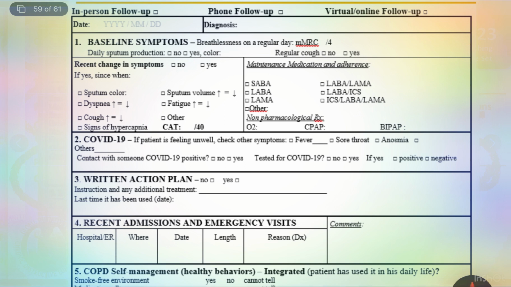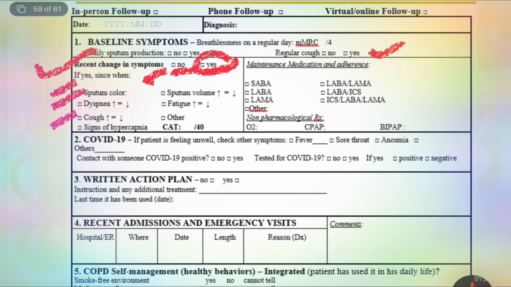We have to check breathlessness on a regular day, like what is the mMRC rating on a regular day. Then we should check whether daily sputum production is there or not, and what is the color of sputum. Then we should check whether regular cough is there or not. Then is there any change in the symptoms? If yes, then we should proceed further.